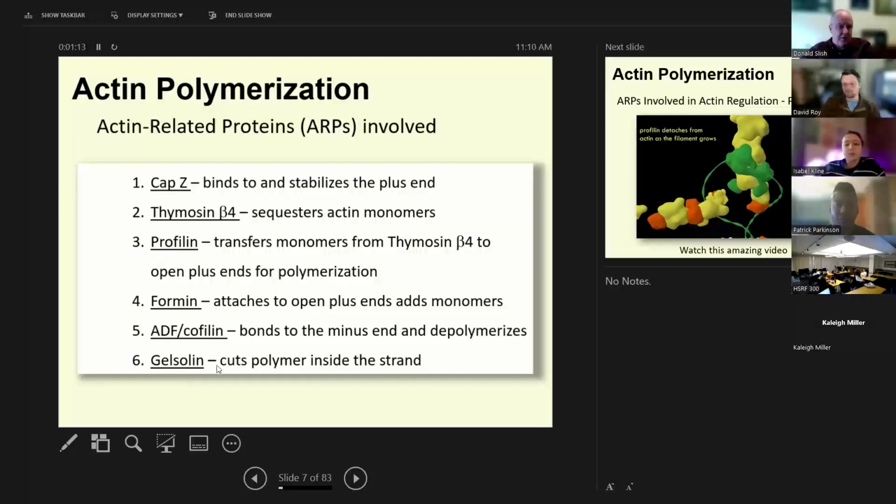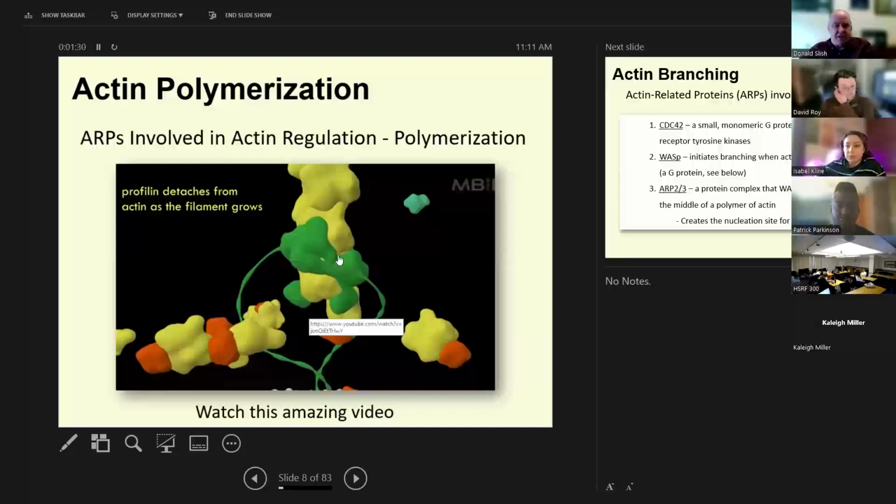And then for breaking things down, ADF/cofilin is at the minus end, chewing out individual monomers, and gelsolin cuts in the middle, so then it produces more minus ends that ADF/cofilin can use. Okay, and then you can watch this animation later if you want. I think it's really cool.